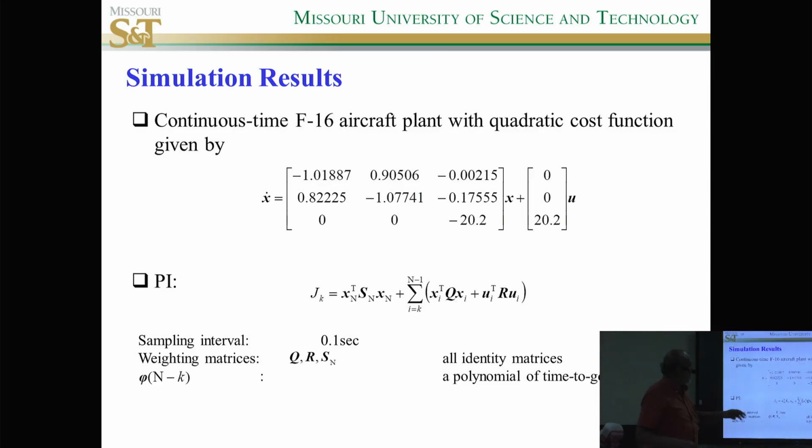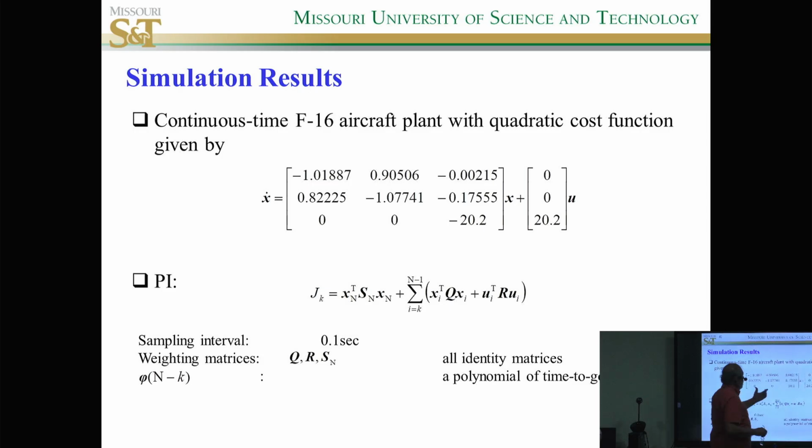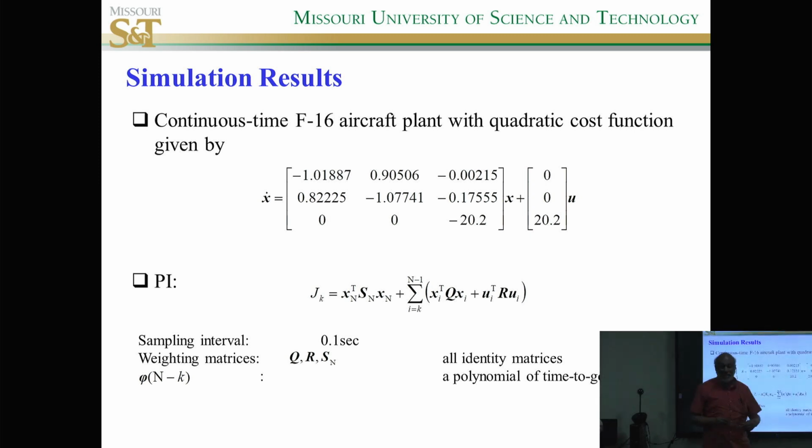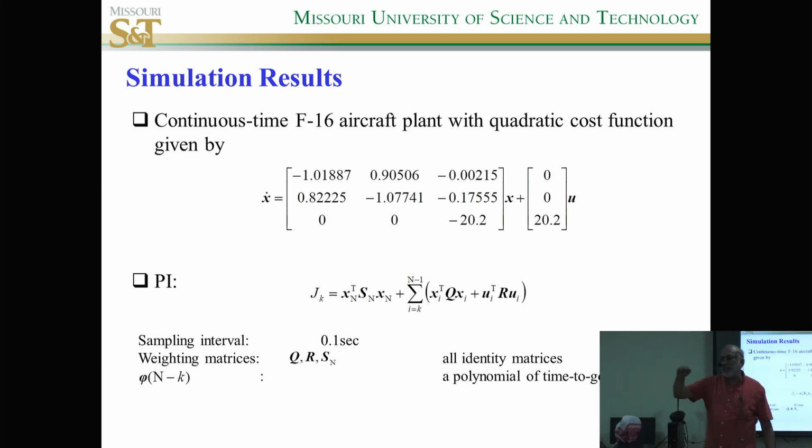So F-16. This is the linear dynamics of an F-16 aircraft. You can see that this is the A matrix, X, B matrix, U. Here is my cost function. Now my sampling interval is 0.1 seconds. Weighting matrices Q, R, and SN are all identity. Then we use the polynomial of time to go with saturation. The saturation is mainly to not let the basis functions blow up.